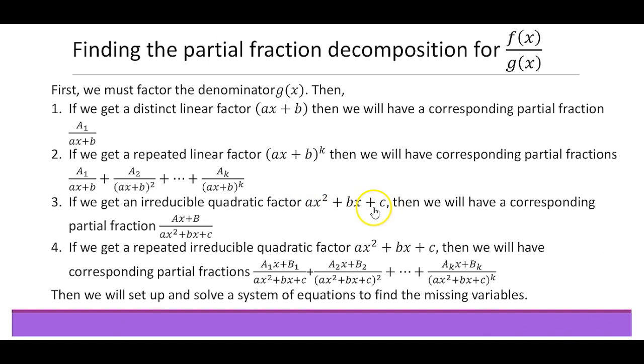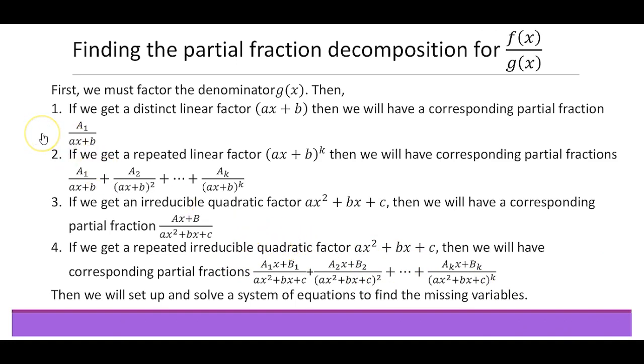If that happens, our partial fractions will look like the irreducible quadratic on the bottom, and instead of a constant on the top, we have a linear function on the top. And if we get a repeated irreducible quadratic, then we have those repeated linear over irreducible quadratic up until we get to the power of the irreducible quadratic form.